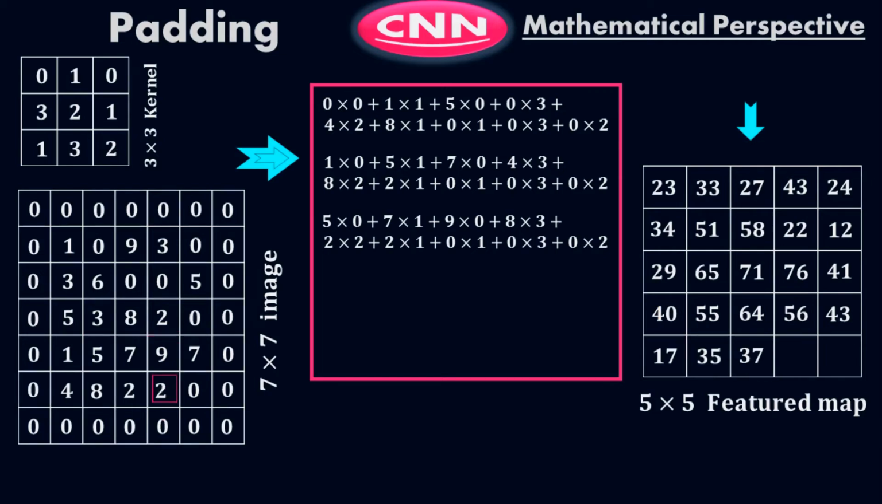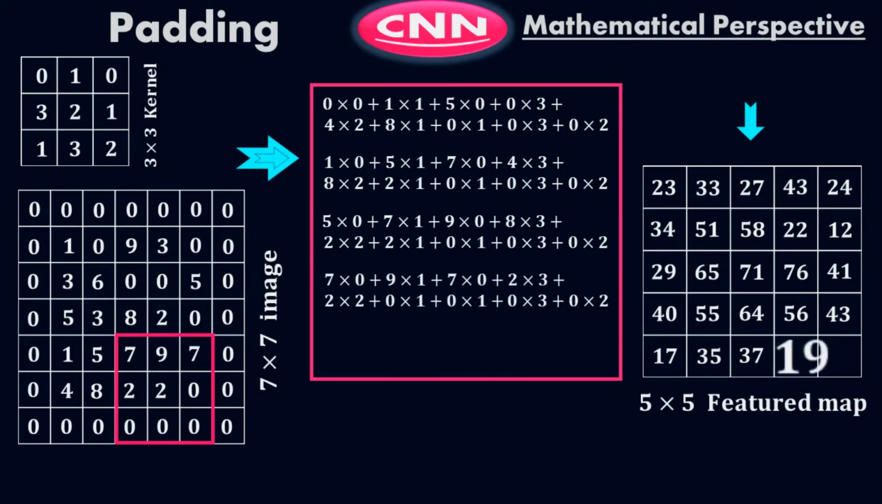Now leave the third column and pick this 3 by 3 matrix. Take its product with the kernel. You will get 19. So it is 7 times 0 plus 9 times 1 plus 7 times 0 plus 2 times 3 plus 2 times 2 plus 0 times 1 plus 0 times 1 plus 0 times 3 plus 0 times 2.